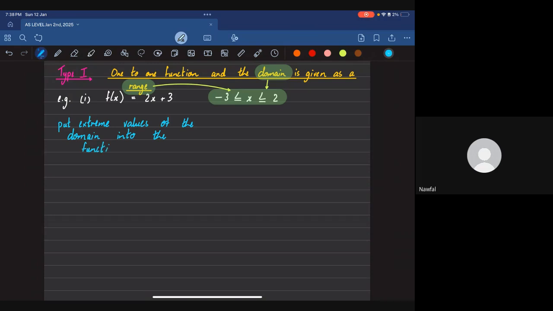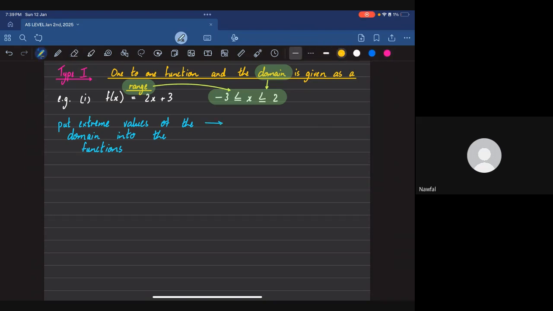So let's see. The domain is provided to you, and obviously it has extreme values. Extreme values are minus 3 and 2. That means that these are the last values. After these, you cannot use any other value. You can use values in between them, and you can use these, but you cannot use any other value from the number line as your domain. So the first step is to put the extreme values of the domain into the function. Let's see how that works out for us.